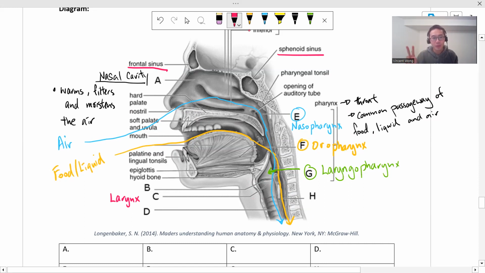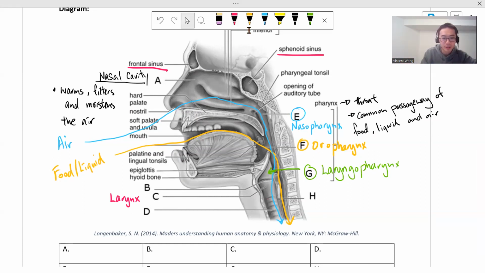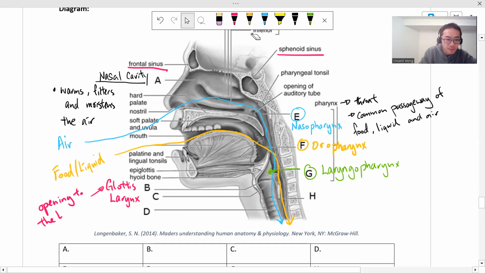There are two things I want to talk about briefly here, and I will come back to them on the PowerPoint slides. Again, my favorite prop, right? This is the airway, the airway inside here. The hole that leads into the airway, the hole that leads into the larynx, is B right here, and that's called the glottis. It's the opening to the larynx.